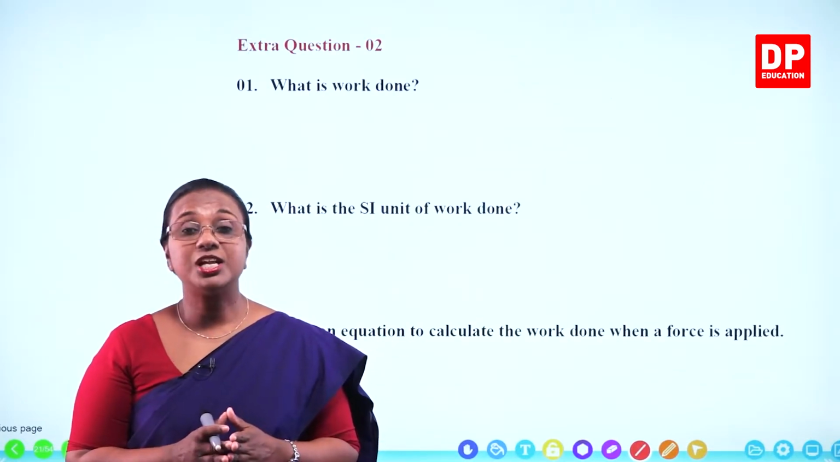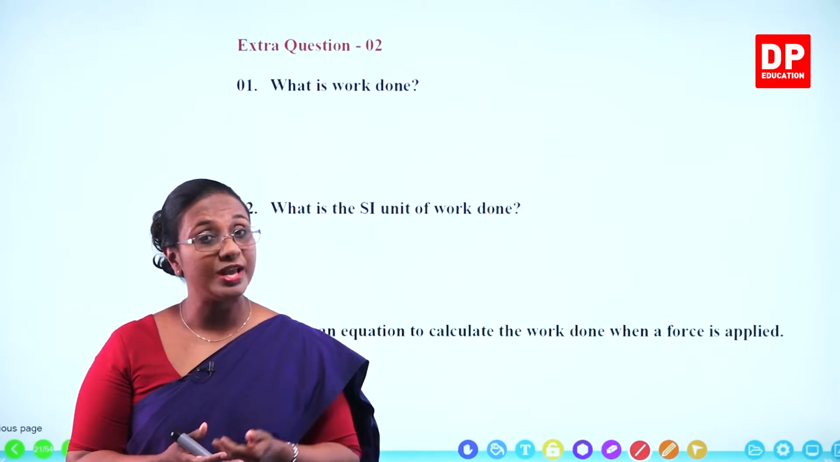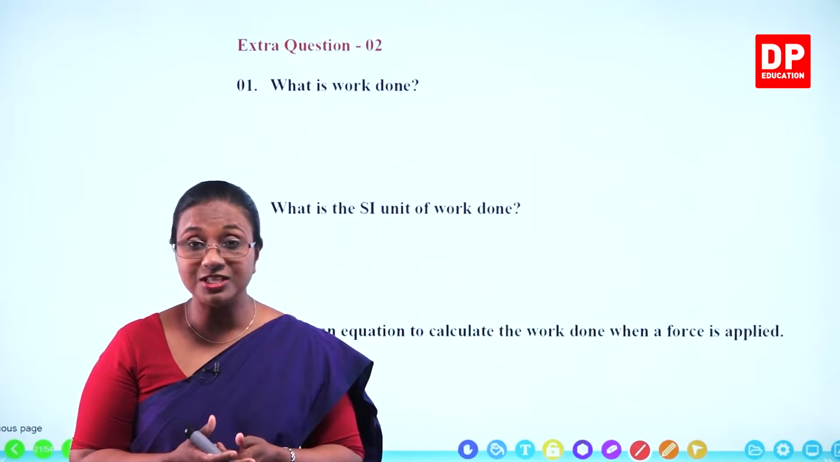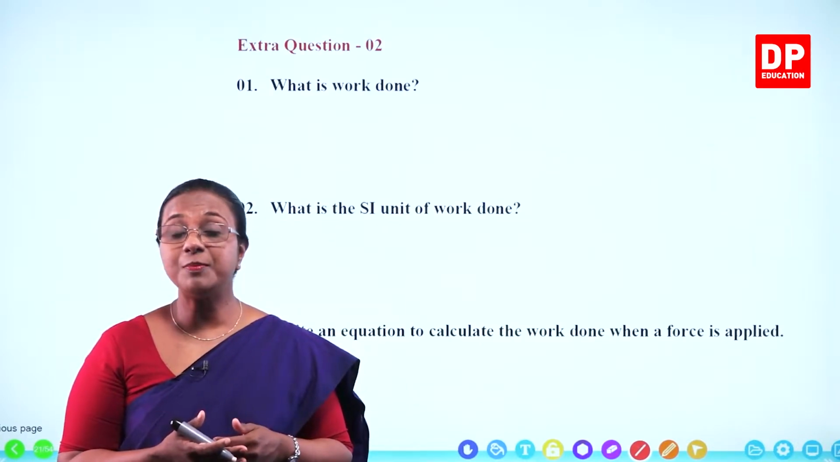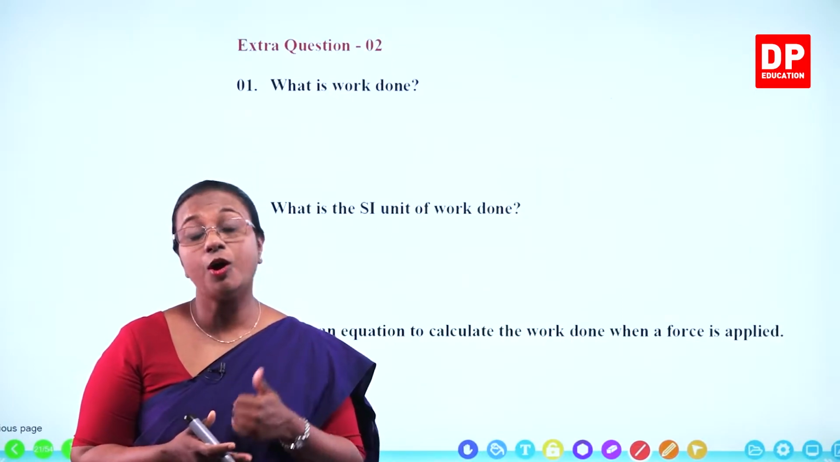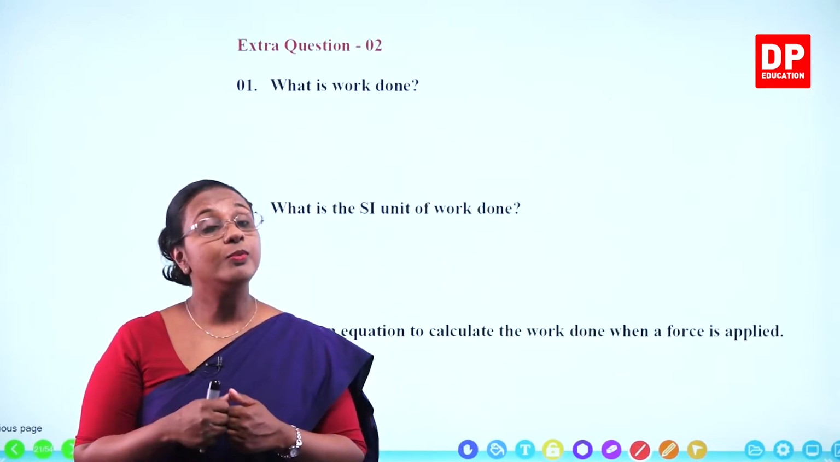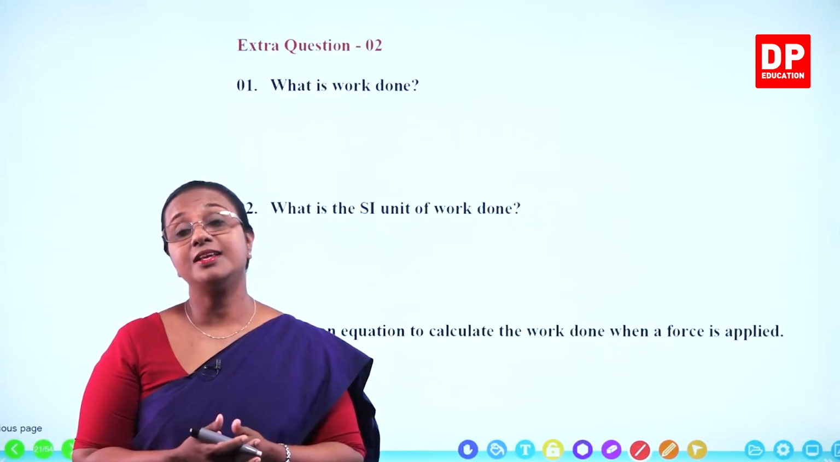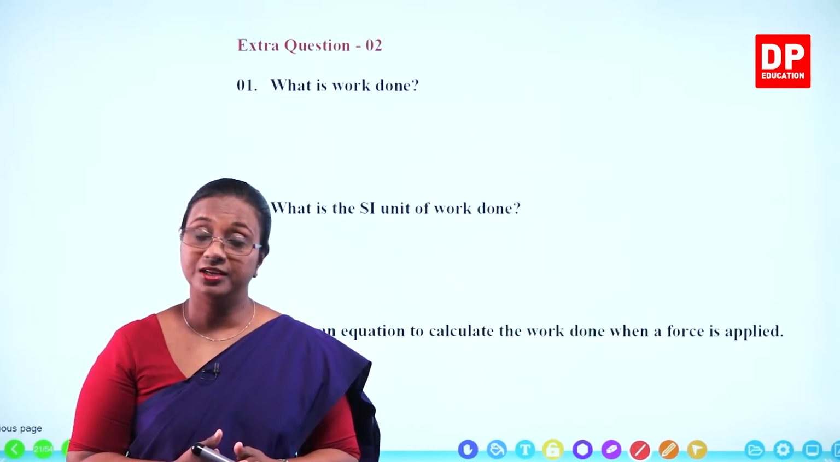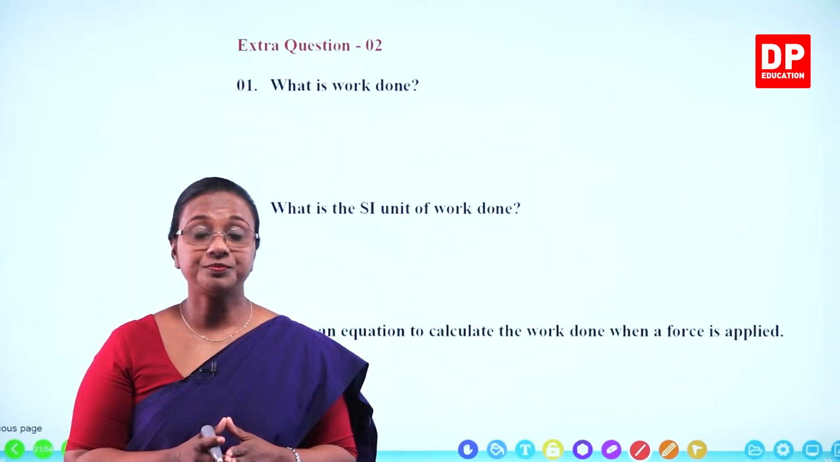Again, under potential energy, there are two types. One is gravitational potential energy. That is when work is done against the gravity. When an object is lifted up, we call that gravitational potential energy gained by the object. If it is an elastic object, like a spring, when you stretch it, then there is energy stored in that object. That is known as elastic potential energy.